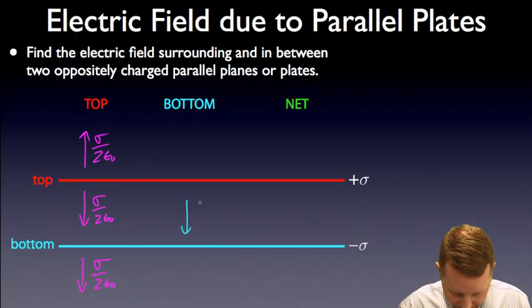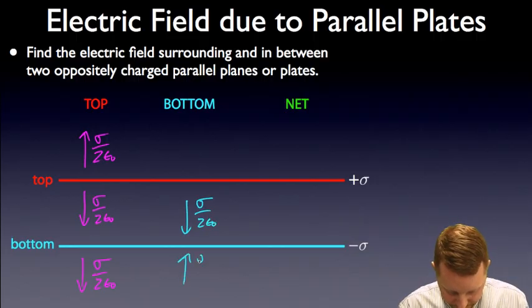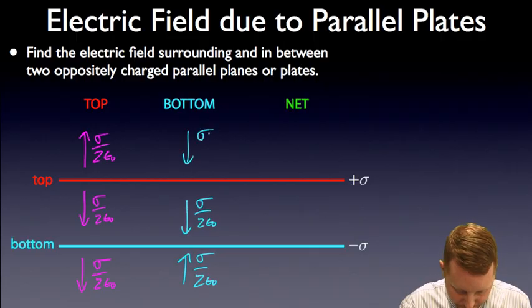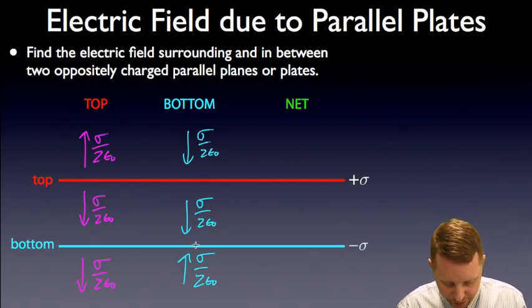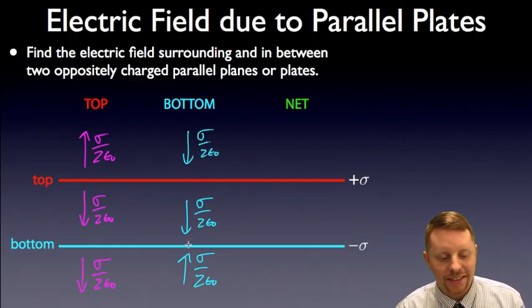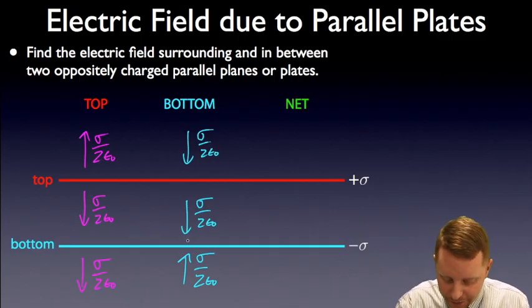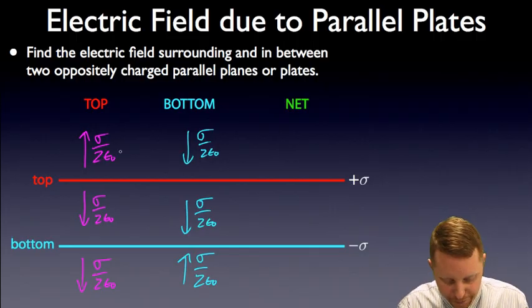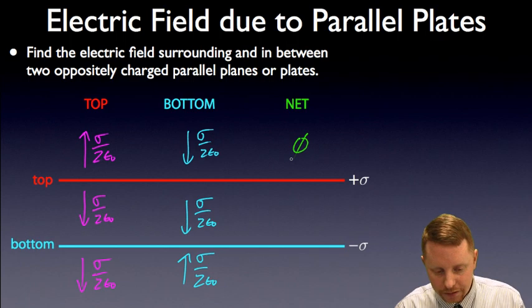So here we have sigma over 2 epsilon naught pointing toward it, sigma over 2 epsilon naught, and sigma over 2 epsilon naught, all pointing toward the blue plane because it's got the negative surface charge density. So what happens when we add those together? Over here on the right-hand side, we've got sigma over 2 epsilon naught up, sigma over 2 epsilon naught down. The electric field there is 0.